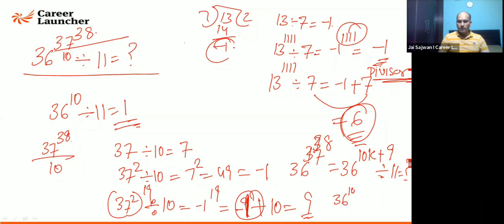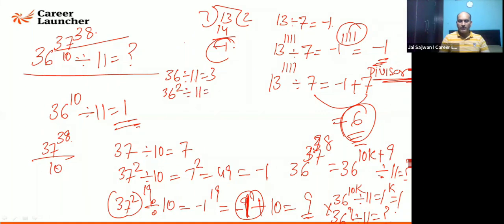I know 36 to the power of 10 when divided by 11, remainder is 1. If you raise the power of this to k, remainder is still 1. 36 to the power of 9 is the value that I wanted to find out. When you multiply them, the remainders should also multiply. So 36 divided by 11, remainder is 3. 36 squared divided by 11, remainder is 3 squared, which is 9. 36 to the power of 3 is 27, and 27 divided by 11, 11 twos are 22, remainder is 5.